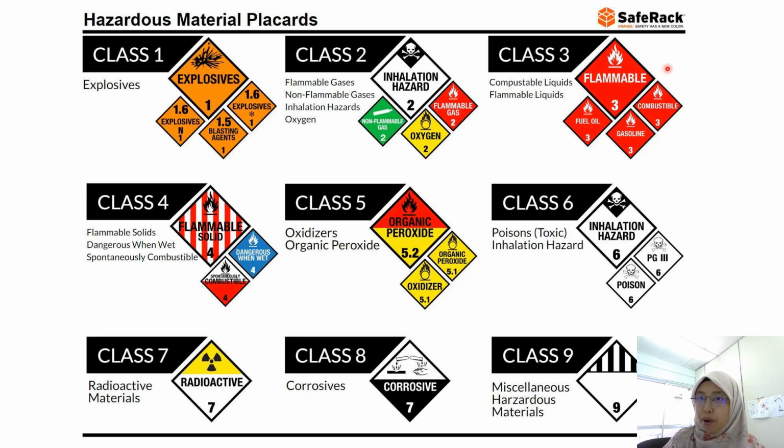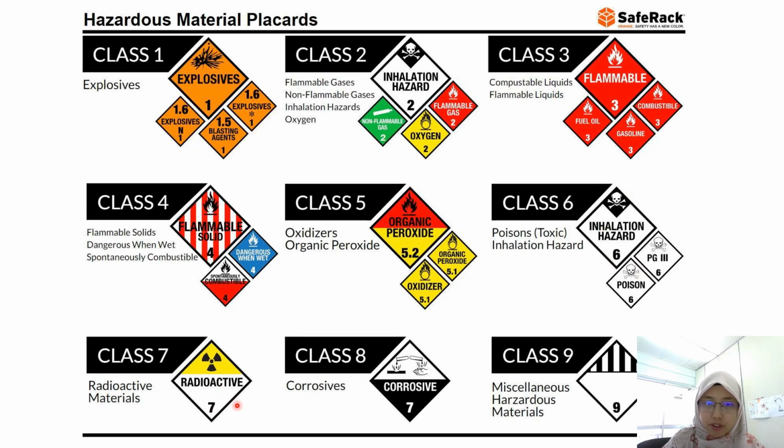Now for class 3, we've got flammable liquids, all in the same design, just different types of flammable, such as fuel oil, gasoline, combustible, or flammable. For class 4, we've got flammable solids, which is stated as number 4. We've got dangerous when wet and spontaneously combustible. Meanwhile, class 5 is oxidizers and organic peroxides. We've got subclasses 5.1 and 5.2 for oxidizers and organic peroxides. Meanwhile, class 6 is stated as poisons and inhalation hazards. It has a skull and number 6.